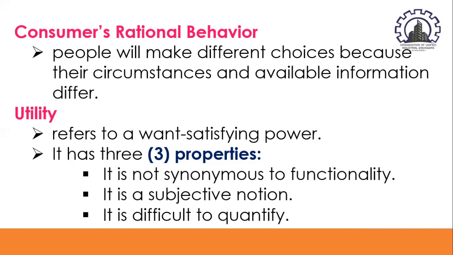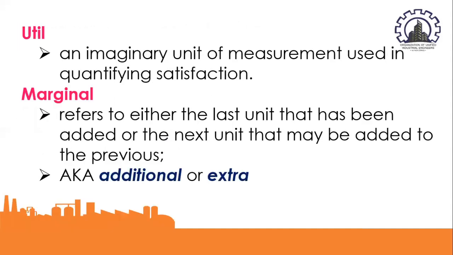As a convenient pedagogical device, however, we assume to measure satisfaction by using the util as a mythical unit. A util is an imaginary unit of measurement used in quantifying satisfaction. On the other hand, if we say marginal, it refers to either the last unit that has been added or the next unit that may be added to the previous. It is also known as additional or extra.